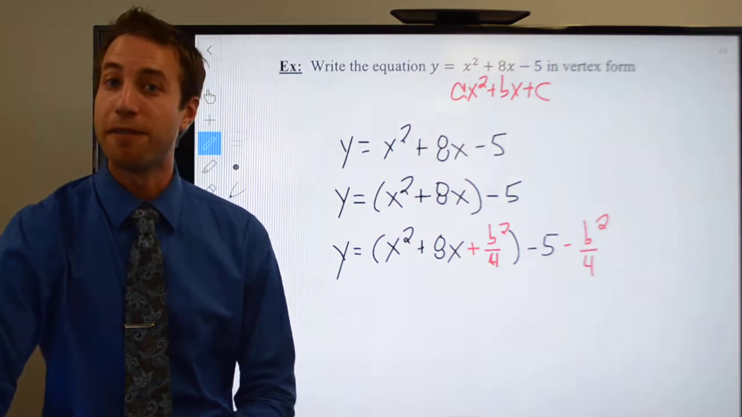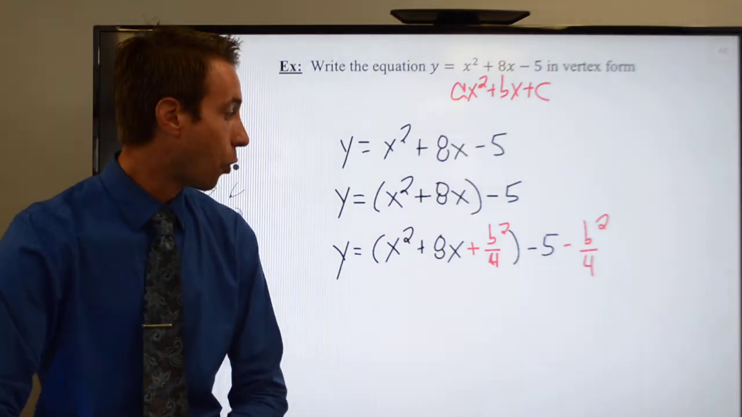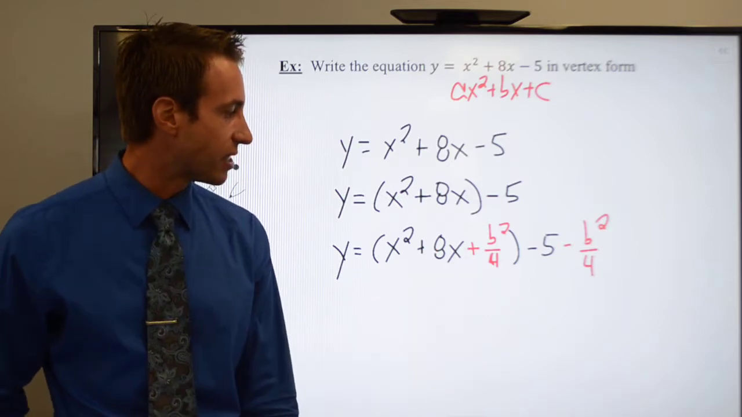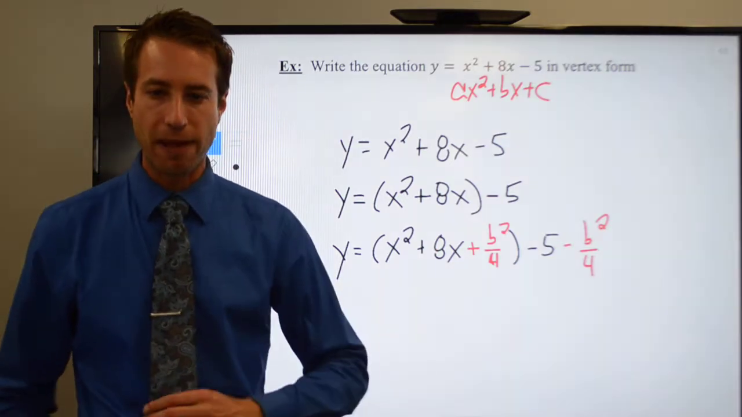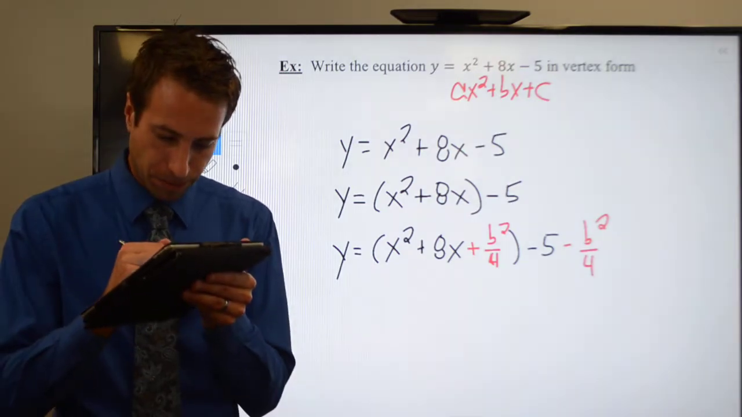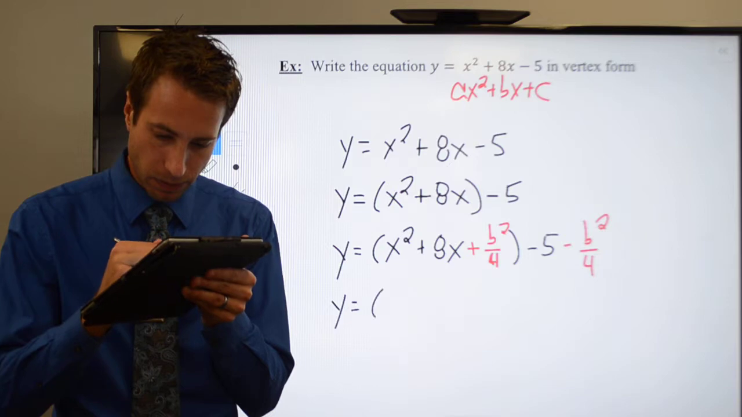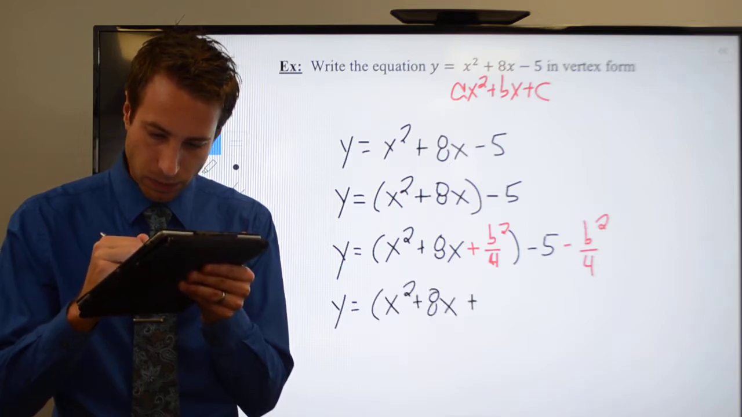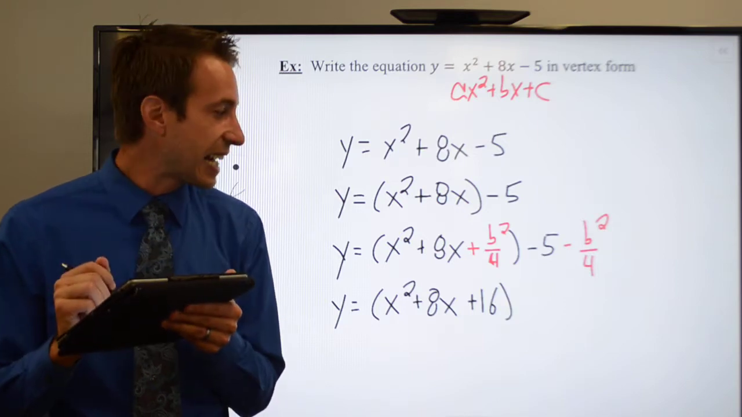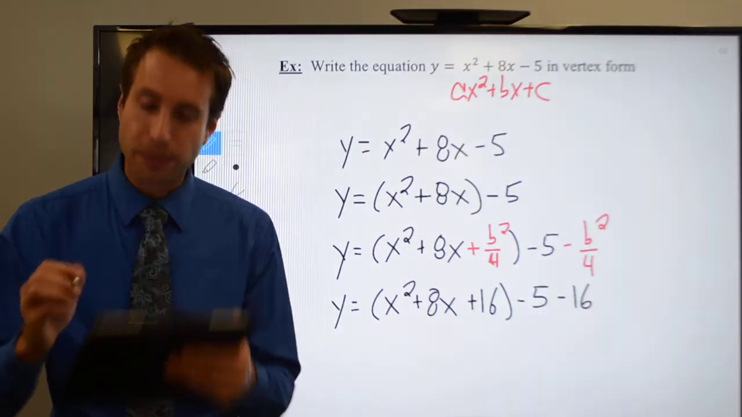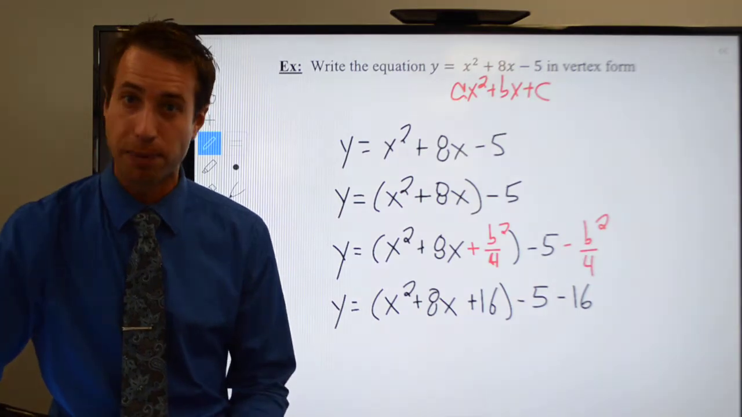Well, let's go ahead and figure out what my b squared over 4 is. My b is an 8. 8 squared would be 64, and 64 divided by 4 is going to be 16. Since I added 16 inside the parentheses, I subtract 16 outside the parentheses.